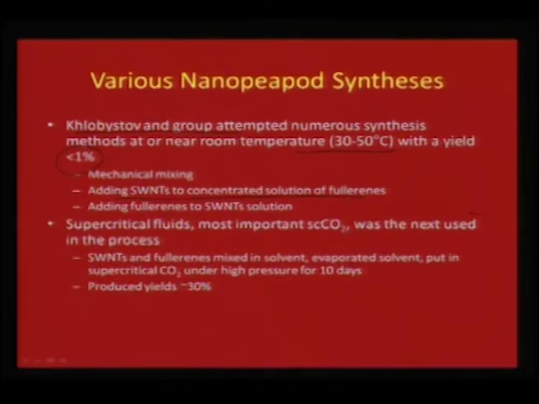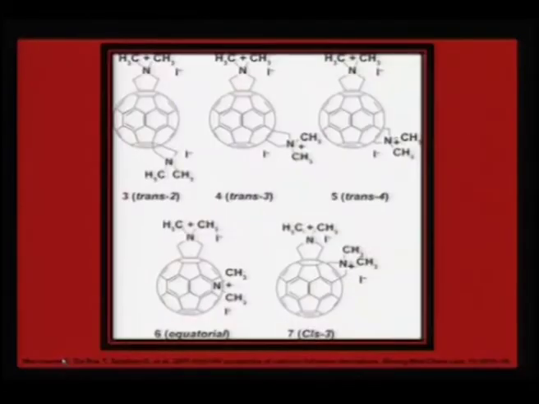And one approach which has given dividends is almost like brute force, where you try to use high pressure. So, here supercritical carbon dioxide is used, and under high pressure for 10 days they were able to successfully dope fullerene into carbon nanotubes to the order of 30%. So, it appears that with more high pressure it is possible to do this nano peapod sort of synthesis. So, this has also been attempted in the recent past.